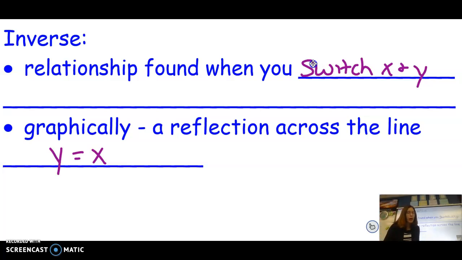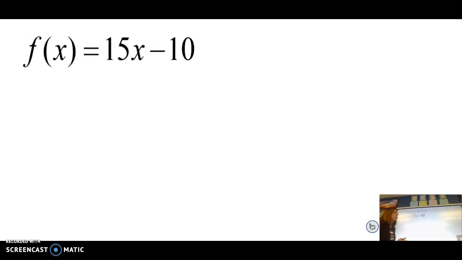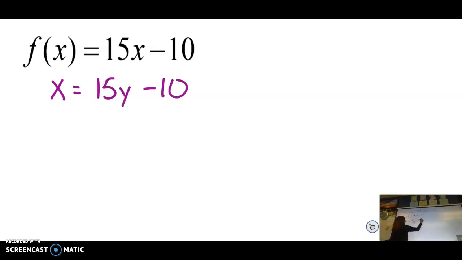So we're just going to try a couple more quick examples of finding an inverse algebraically. Basically, we're just switching the x and y and getting the y by itself. So, of course, f of x is the same thing as y. So this is going to be my x, and this is going to be my y. So first thing you do, switch the x and the y, and now you just use your algebra skills to get the y by itself. So I do have to add the 10 first. And then the next thing we're going to do is divide everything by 15.